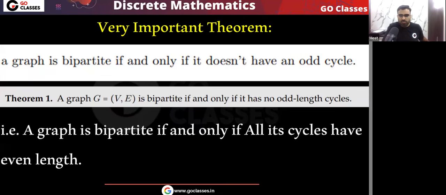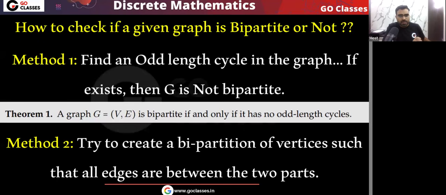This is a very important theorem. Please understand, this is an if and only if theorem, so it works both ways. If your graph is bipartite, then there is no odd length cycle. Also, if the graph does not have any odd length cycle, then the graph is bipartite. So this is both ways.